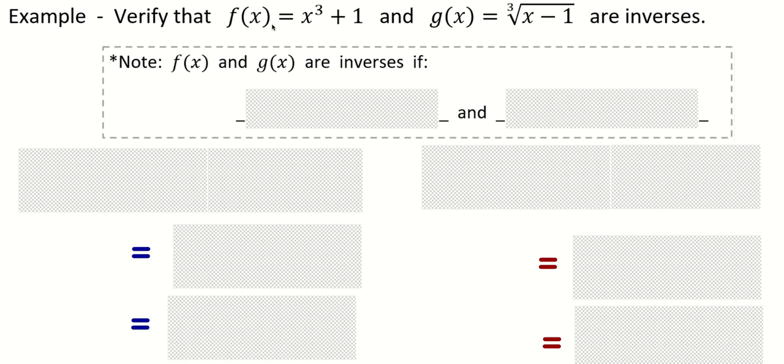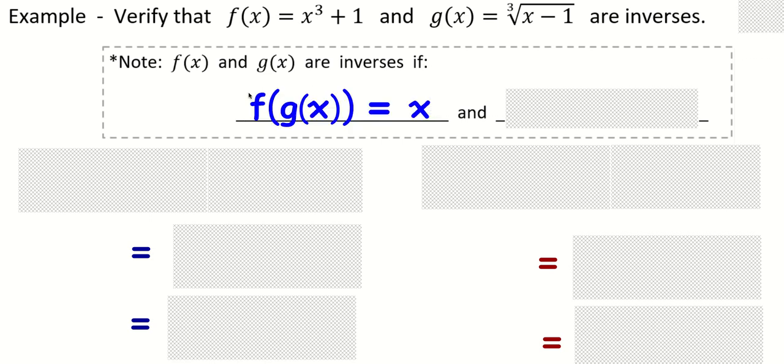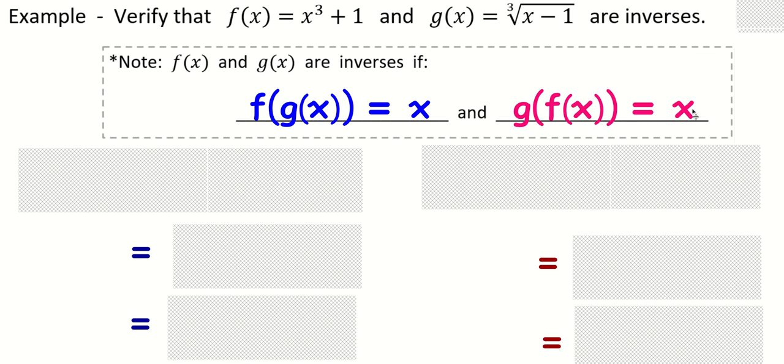f of x and g of x, not just these two, but any two functions are inverses if f of g of x equals x and g of f of x equals x. So I don't know if you recognize these as composition of functions. So these are composite functions. So f of g of x would need to end up equaling x and also g of f of x. Remember, this means we're plugging in the entire g function into the f function, and we're plugging in the entire f function into the g function. Okay?